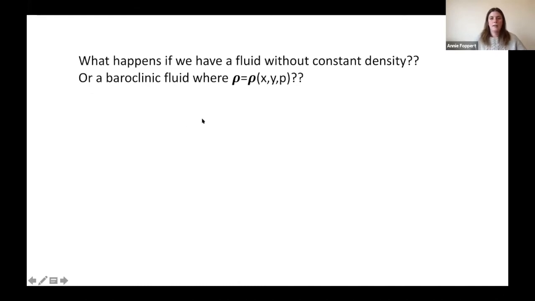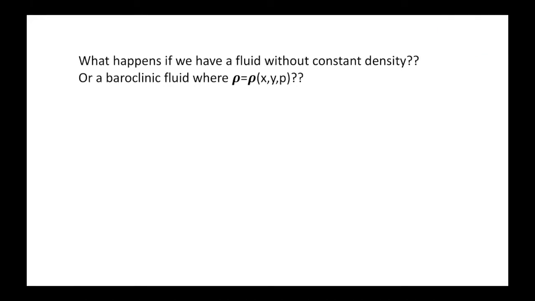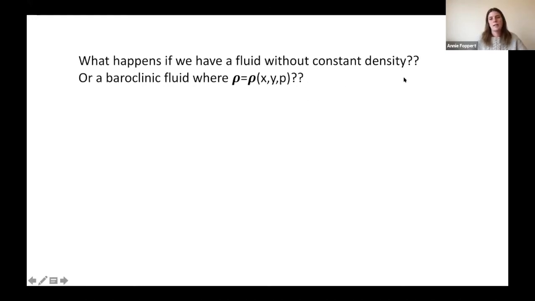Okay, so now we're gonna move on and talk briefly about baroclinic flows, and we're going to get into thermal wind balance. So what if we now say, instead of a constant density, that we have a density that varies in both space and perhaps time? Does anyone have any thoughts about what might happen or how the flow might be different?